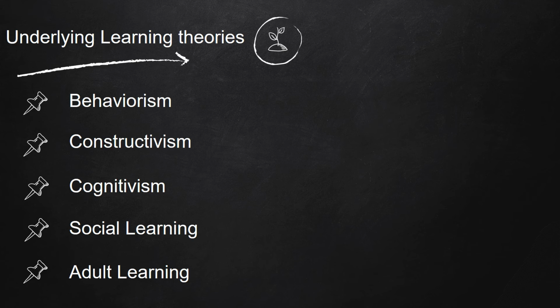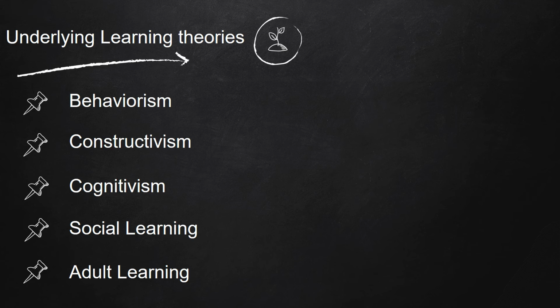So behaviorism, I'm going to give a single liner. This assumes behavior is a consequence of some stimuli. It could be punishment or a reward. And constructivism is most like a hands-on approach. People learn by experimenting and doing. Cognitivism is based on thinking, so the brain plays the important role here, and learning happens through information processing.